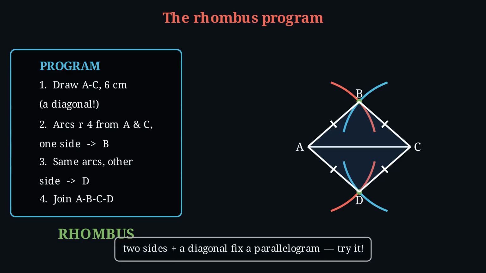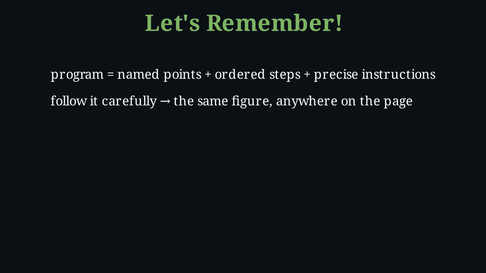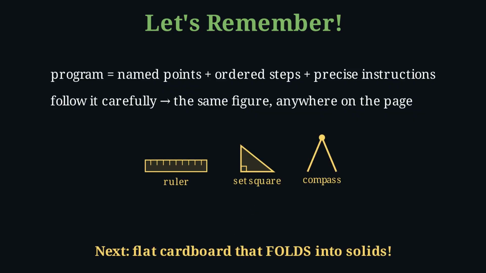2 neighboring sides and a diagonal fix the parallelogram completely. Try it. Let's remember, a construction program: name the points, give the steps in order, and make each one precise, lengths, right angles, tools. Follow it carefully, and you get the same figure, same size, same shape, anywhere on your page. And your tool chest: ruler, set square, compass. Next time, flat cardboard. That folds into solids.